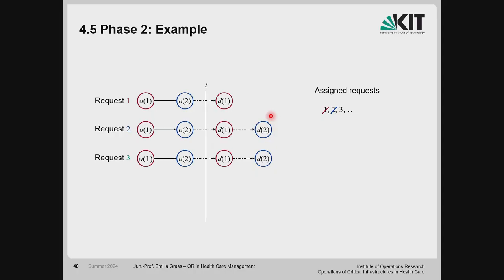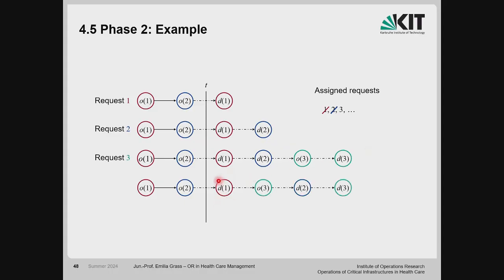And then we have a third request. So after time t, we get a third request, a new one. We have this route that is already done and assigned, and now we would like to check, maybe it is beneficial to simply add the third request at the end of this route. That could be beneficial.